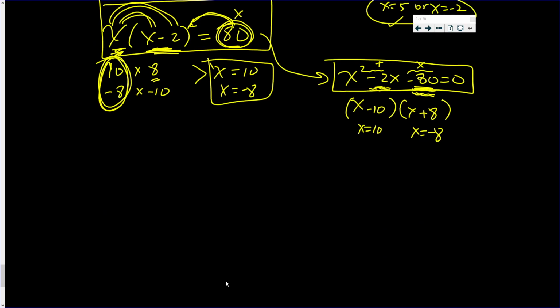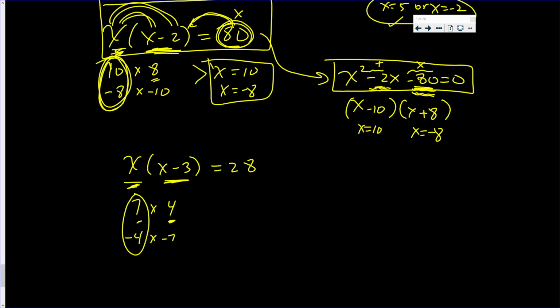Let's try one more. This is 28. I want two numbers where one is 3 less than the other number, but they multiply out to 28. 7 and 4. Those are the only two numbers that I know that multiply out to 28. I mean, I guess 14 and 2 also multiply out to 28, but this number is 3 less than that number. Or -4 and -7. x can be those numbers.